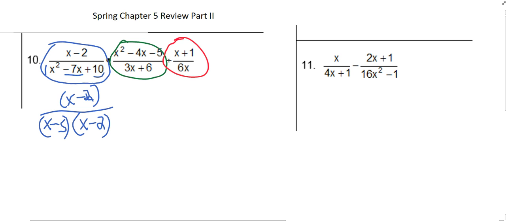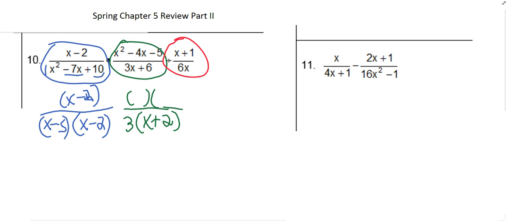Alright, moving on to the green fraction. The denominator looks like it's already factored, but they both contain a 3, so we can divide a 3 out of that. So let's go ahead and divide a 3 out of that, and we'll just put that whole number 3 out in front like so, and we'll get an x plus 2. And then we'll just do the guess and check on the top.